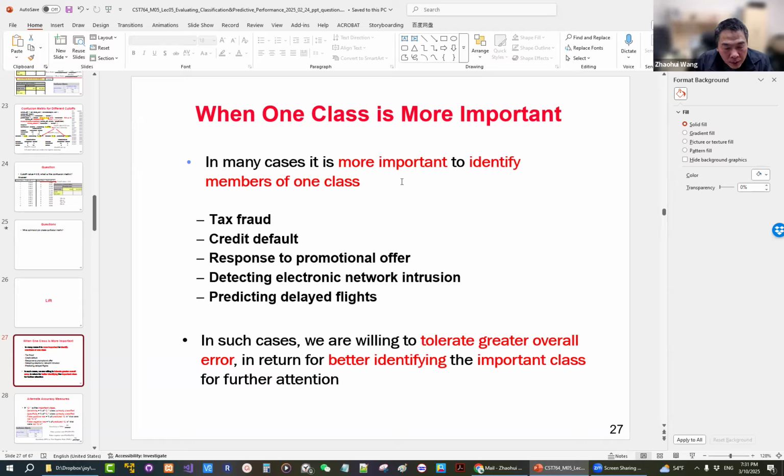We can use the probability of success to evaluate the importance of the cases, whether they belong to one class or not. So we can use this to evaluate the possibility of tax fraud and credit default, and also the response to a promotion offer, and other cases.